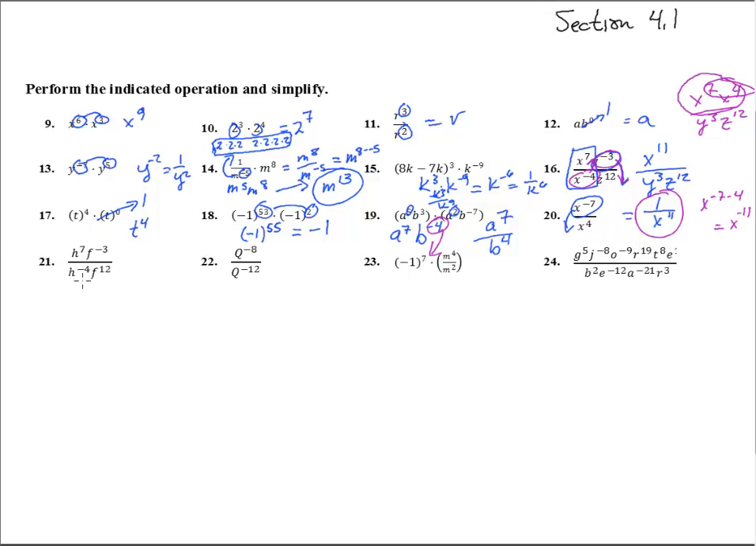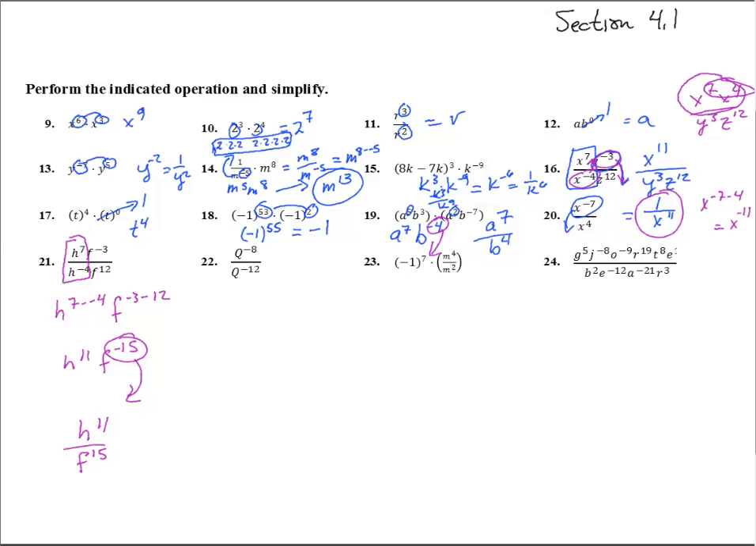Number 21, we have h to the 7th. Let's look at the h's here for a minute, over h to the negative 4. If this is a division problem, we have h to the 7 minus that negative 4, which is going to be h to the 11th. And then here we have f to the negative 3 minus 12. Division allows us to subtract exponents. So we get h to the 11th, f to the negative 15th, and then this negative exponent shoves it back down to the bottom, h to the 11th over f to the 15th.